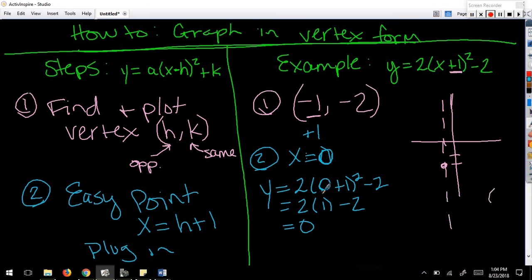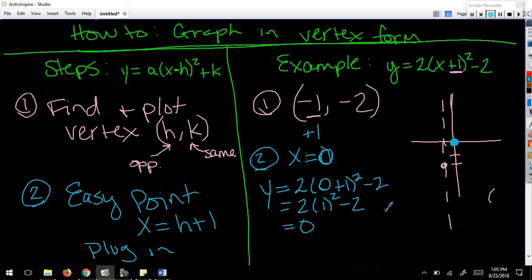Well, 1 squared is 1. I just did it in my head. But you can do it and do your steps. But you do want to make sure you do all your exponents first and then multiply. All right, so 0, 0 is my easy point. It is a real easy point.